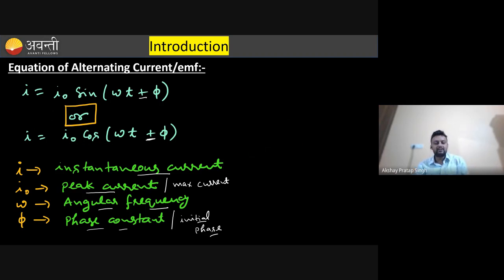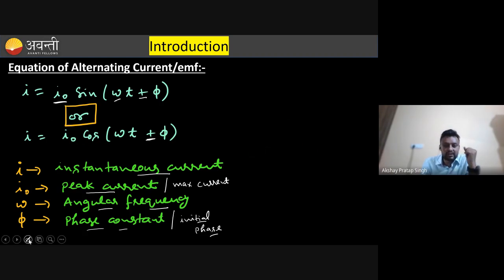But if not, I will describe it in deep detail when we go further in this chapter, where we will draw phasor diagrams and phase angles. That's going to be a very important part of our discussion. Right now I am just defining the terms. I is the instantaneous current, that means the value of current at any time t. I naught is the maximum current, the peak value of current. Omega is the angular frequency.